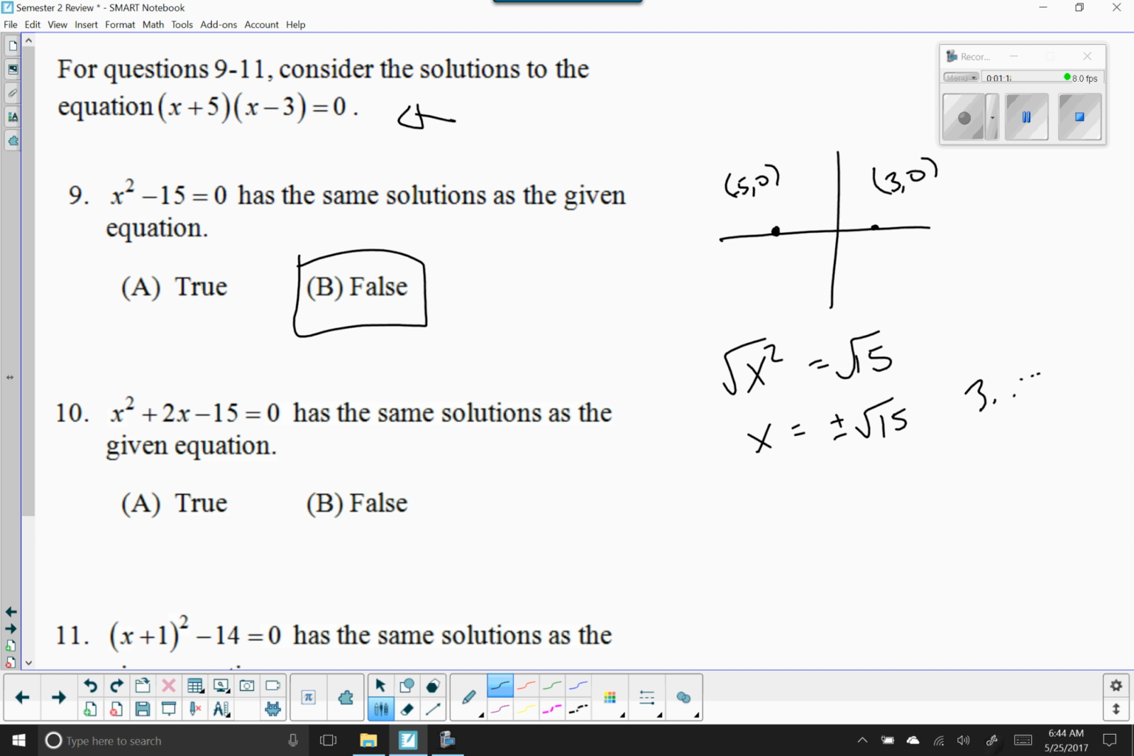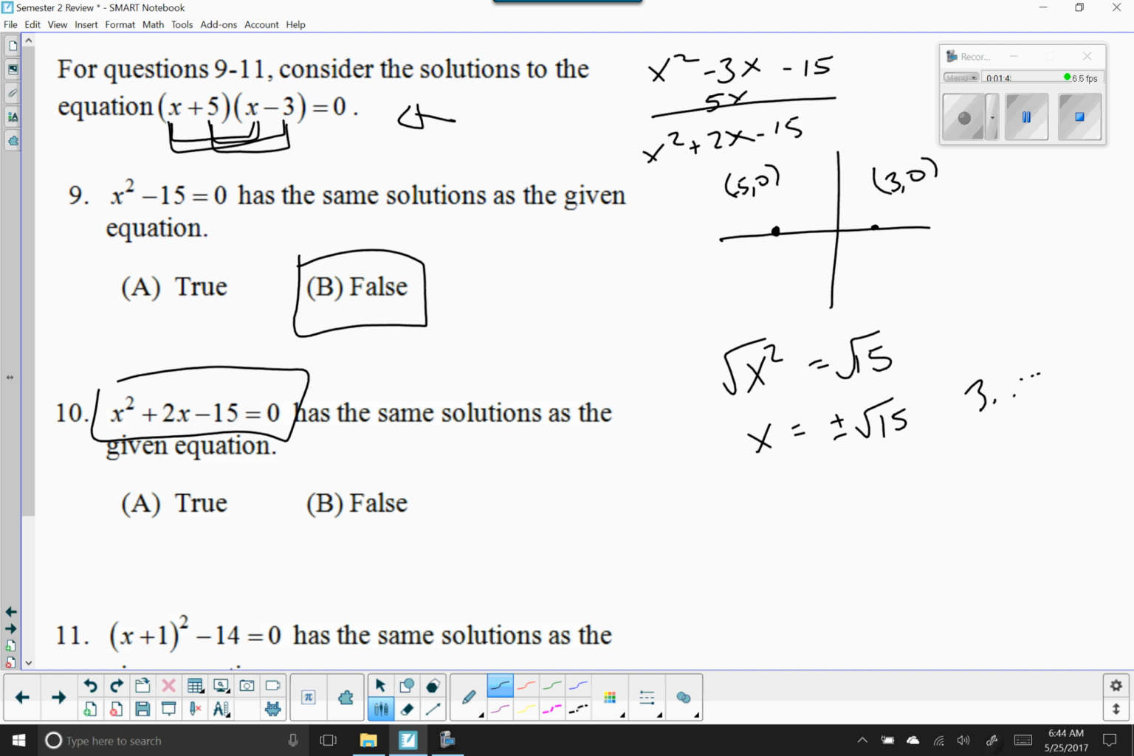10, x squared plus 2x minus 15 has the same solutions. Well, if we were to FOIL this, x and x make x squared, x and negative 3 make negative 3x, 5 and x make positive 5x, and 5 and negative 3 make negative 15. When we add that together, we get x squared plus 2x minus 15. And that's what we have, so that is true. That's the same equation.